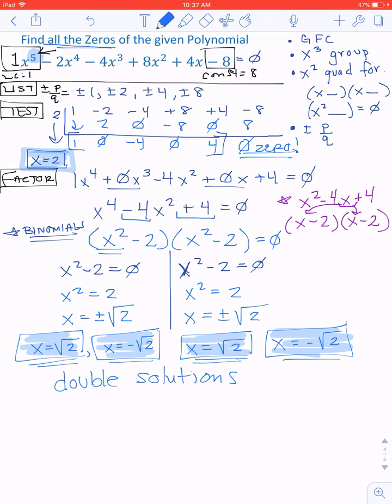So you don't just have square root of 2 once, you have it twice, and both of those are solutions. So don't think that when you get them twice, you only have to accept one of them. You need both of them.